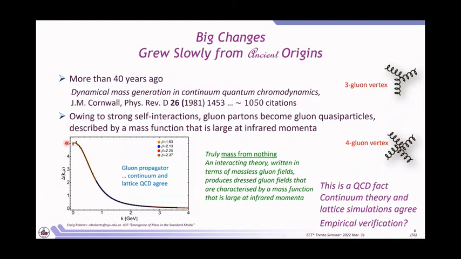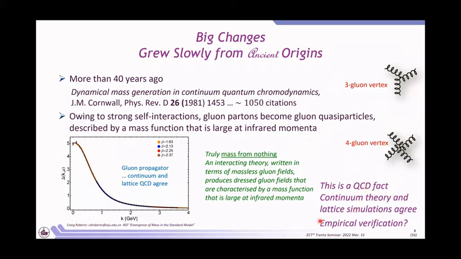And this evolution is characterizing the gluon mass function. This is truly mass from nothing. Those gluon partons, which were massless in the Lagrangian, because the theory is interacting, have become massive objects characterized by this running mass function. And this is a QCD fact. We've learned that over the last 40 years. Continuum theory and lattice simulations agree.